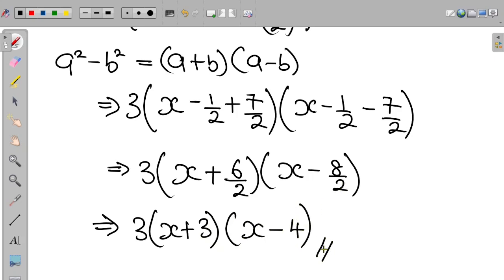So therefore, we have been able to factorize the quadratic expression given to us using the completing the square method.